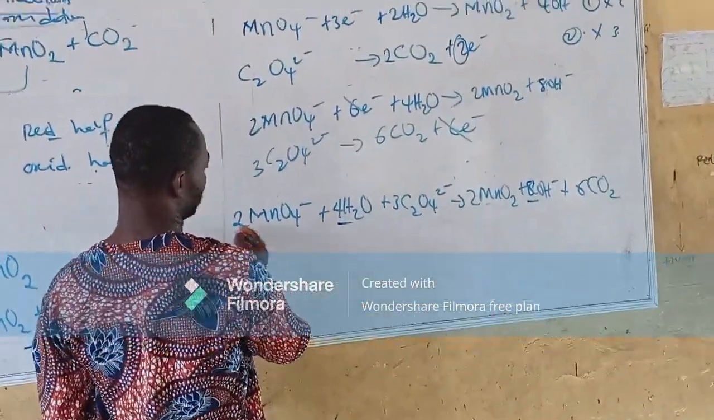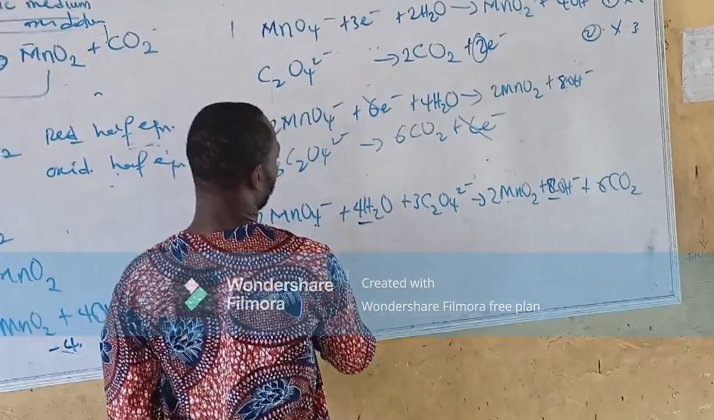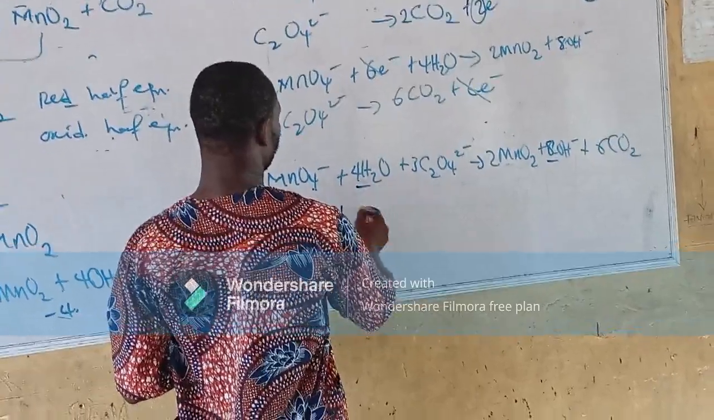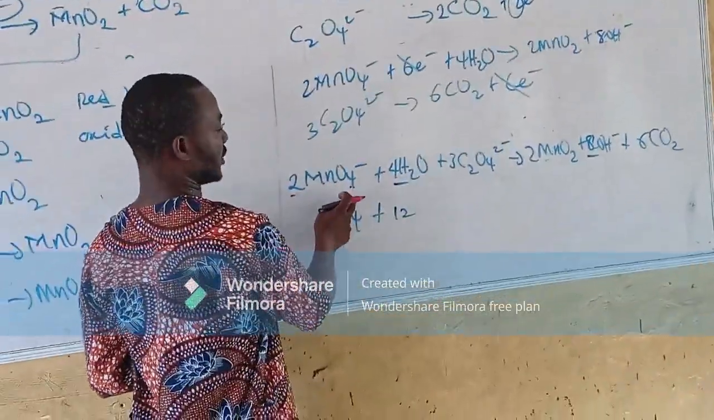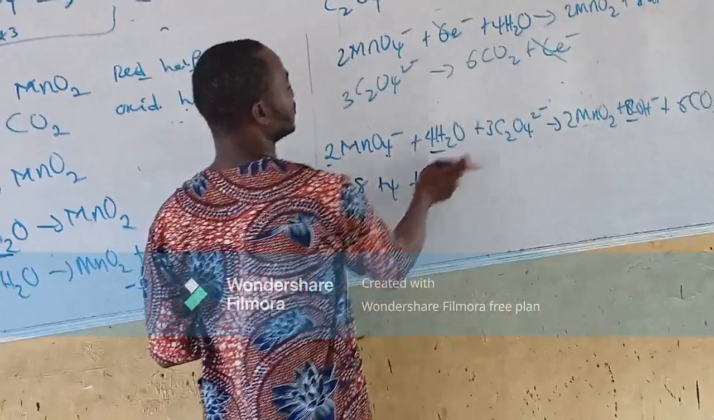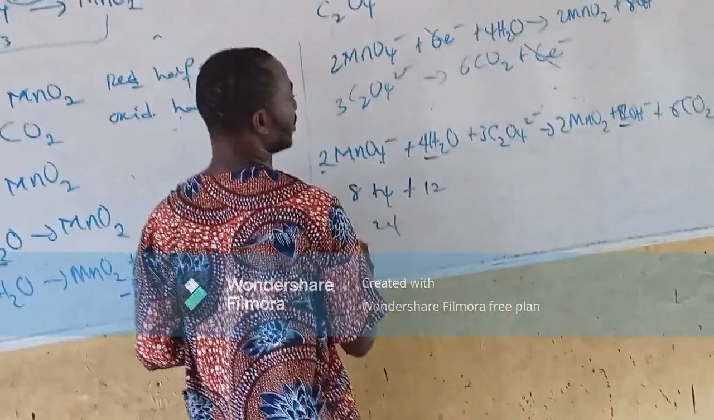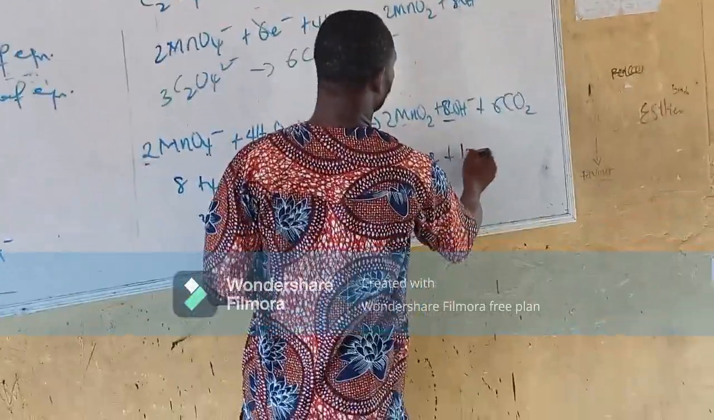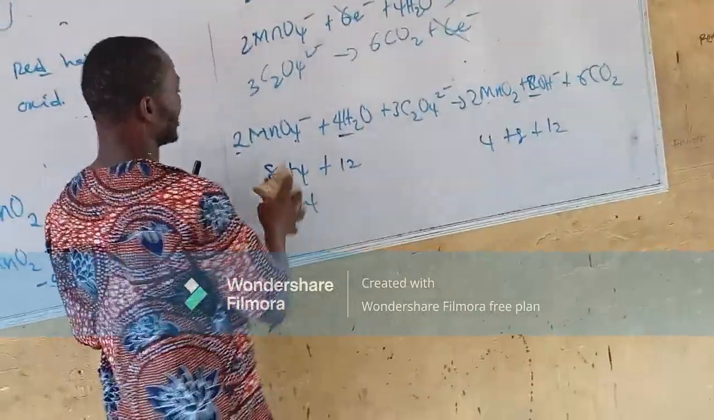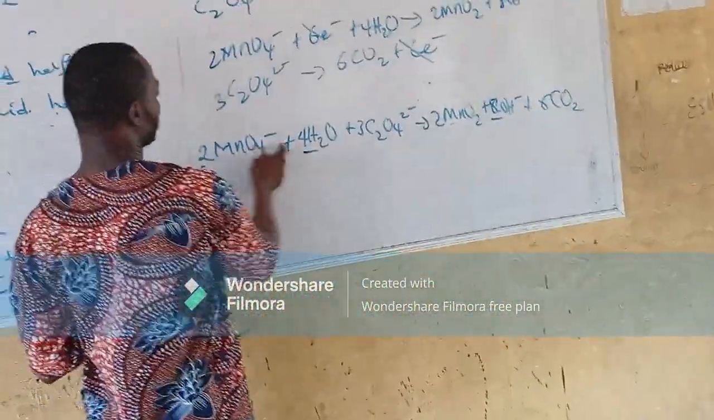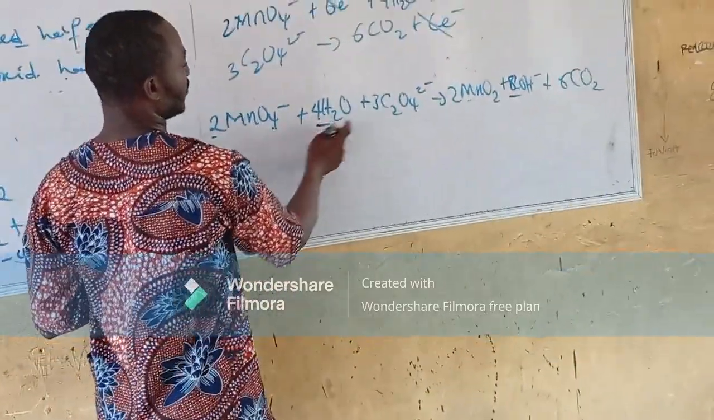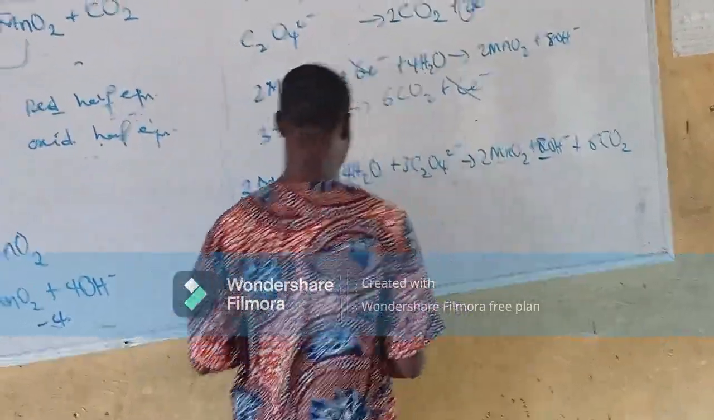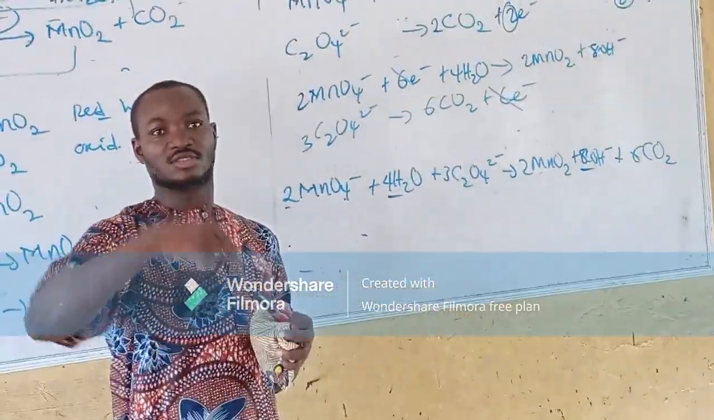Then we have oxygen now, which means 2 times 4, 8, 4 times 1, 4, plus 3 times 4, 12. So 8 plus 4, 12. We have 24 oxygen here. On the other side, we have 2 times 2, 4, plus 8, plus 12. We have 24. So everything is balanced. Let's now check the charges. 2 times minus 1, minus 2, then we have minus 6. We have minus 8. We have 8 OH minus. Everything is balanced. If you have any question, drop it in the comments.